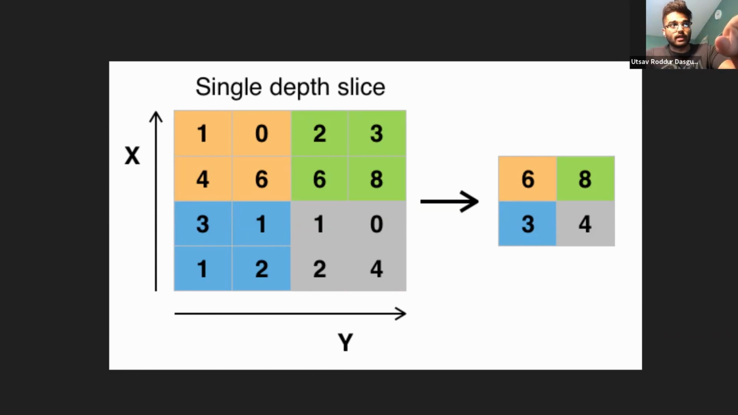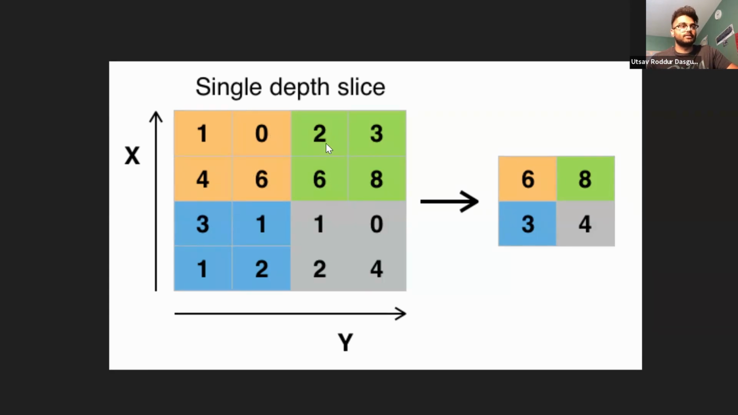Like we talked about, the reason that it's 2x2 and not 3x3 is because of the stride length. We're not moving over by 1. So it's not like we go from this square to this square. We stride by 2.